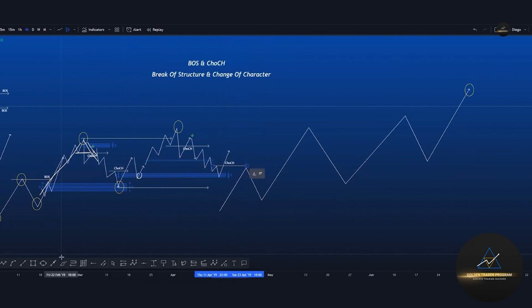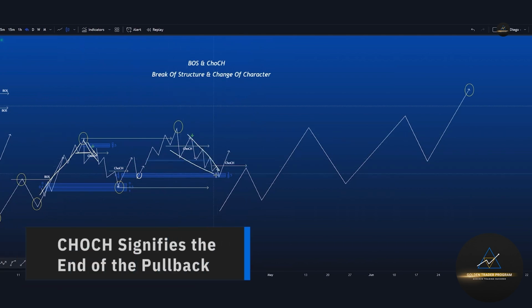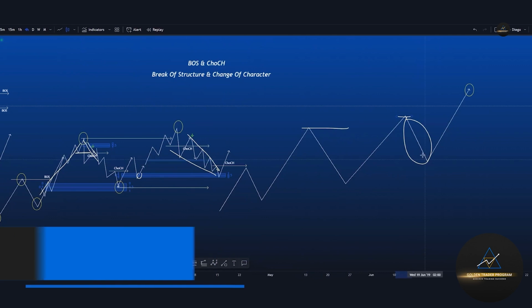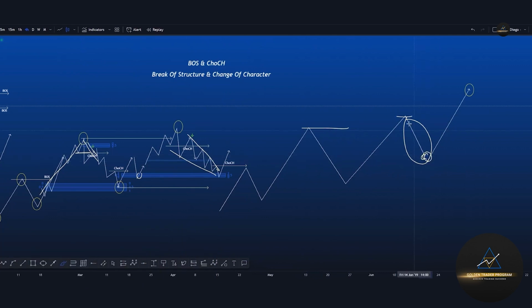The change of character is just signifying the end of the pullback, right? This is the pullback. This is breaking structure. This is the end of the pullback. So if you see a change of character here, it's the end of the pullback. If obviously price has been rallying, and you see a change of character here at the very, very top, then you know that's the start of the pullback. So now that we've identified the end of this pullback, we can then look for potential longs.